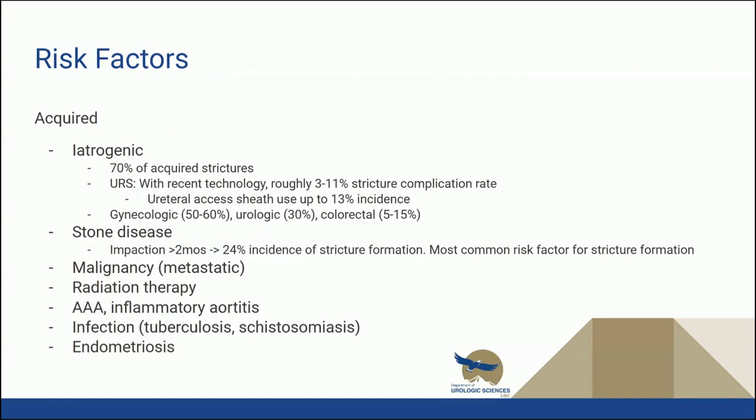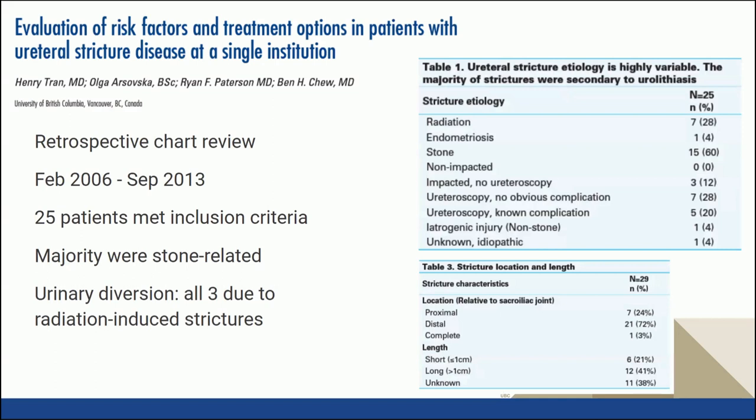And so we've already talked about a lot of these risk factors and various ways to get strictures. There was a study done at our center looking at the risk factors and treatment options for patients with ureteral stricture disease. This was a retrospective chart review between 2006 and 2013. It was a series of 25 patients, and the majority of these strictures were stone-related, and approximately 28% were radiation related. The reason for the difference in the N numbers is that some people had bilateral stricture disease.